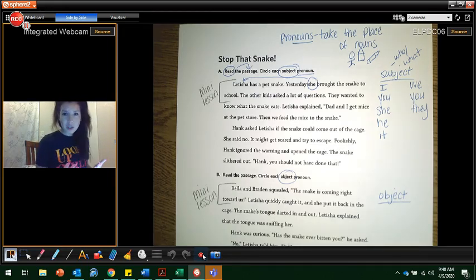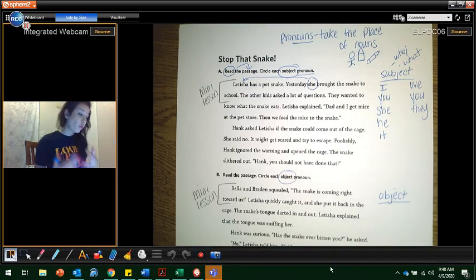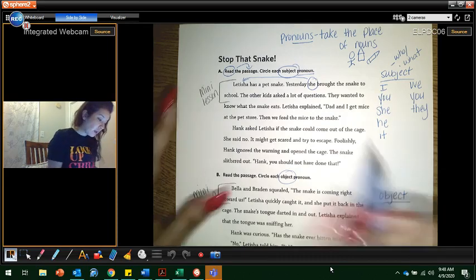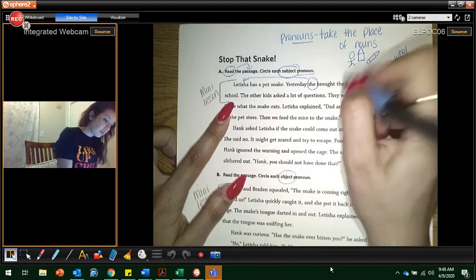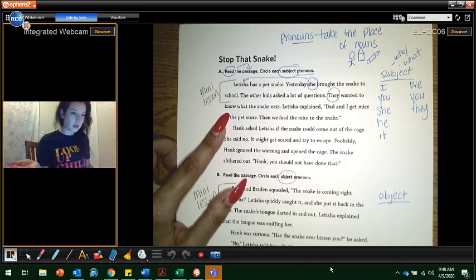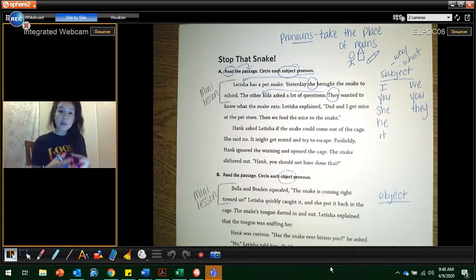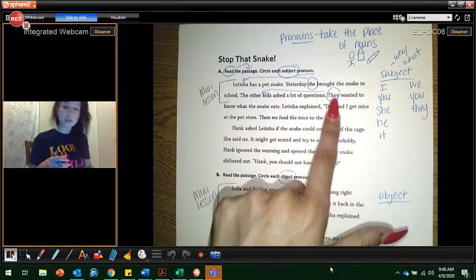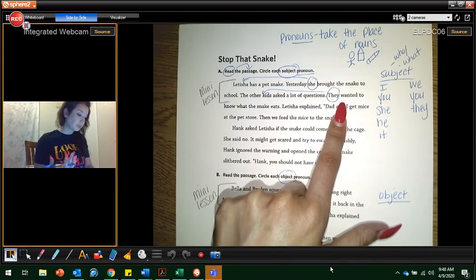Now, why is it important to use pronouns? Because we don't want to be repetitive. We don't want to continue using the same words over and over again, right? So as we continue, the other kids asked a lot of questions. They wanted to know what the snake eats. Think about it. Who is they? It's the other kids. And it's taking the place of the subject part of a sentence because they are the ones doing the action of wanting something, right?